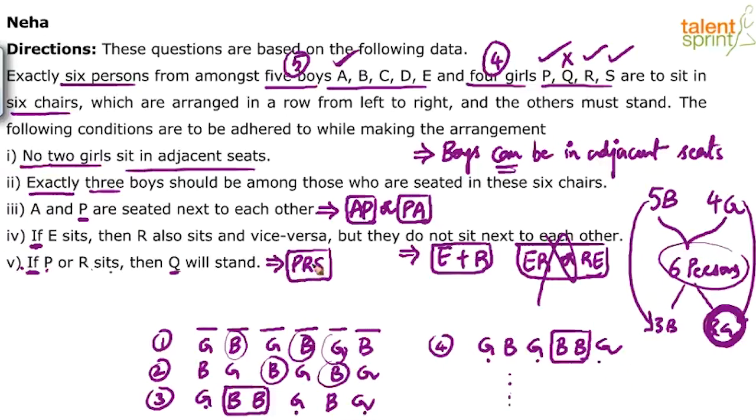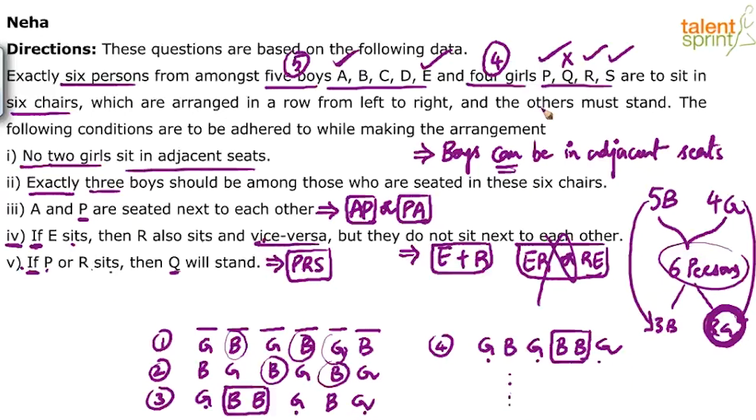And if P, R and S are there in the group, if you now connect with point number 4, what does it say? If E sits, then R also sits, and vice versa. So because R is there in the group, look at this. What did we decide? If R is there in the group, then E will also be there in the group. So E also has got selected. Yes or no? R and E will not be seated together, but R and E are in the group together.